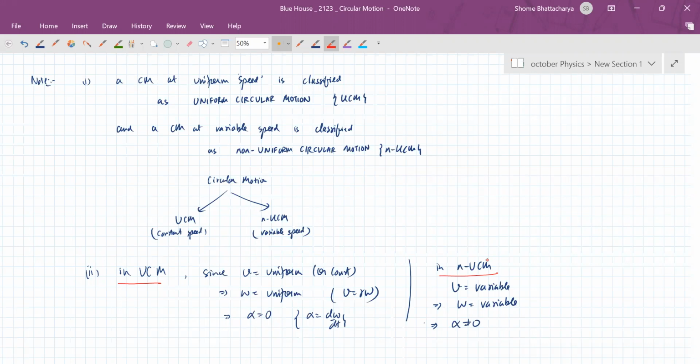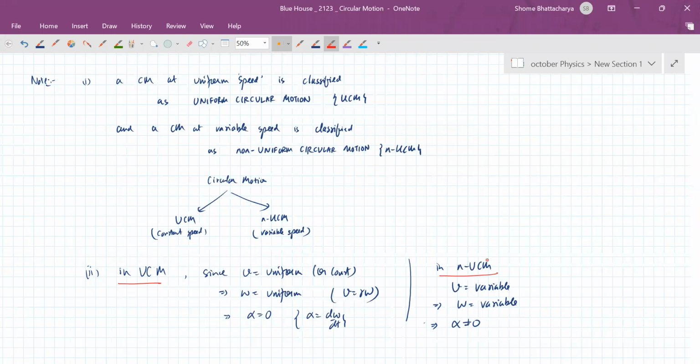So we can say that in uniform circular motion, the acceleration, like the linear one, represents the change in direction of velocity. But in non-uniform, it represents the change in the magnitude of velocity along with the direction. So it must complement in both the cases. That is why we will see that there is one difference in the acceleration in the two cases.